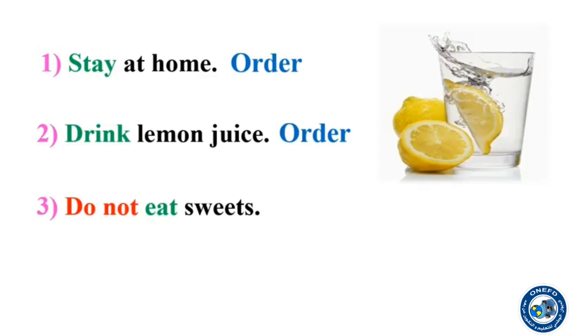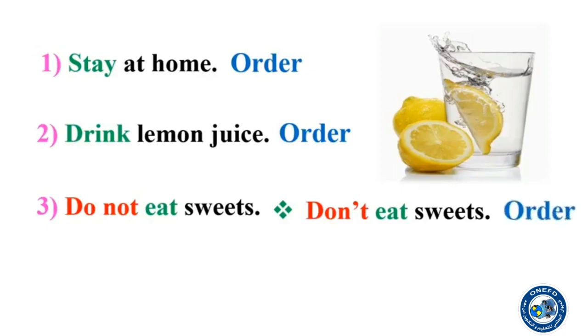Number 3, do not eat sweets. We can say also, don't eat sweets. So do not eat sweets or don't eat sweets is also an order. It is an order, but it is in the negative form. Why in the negative form? Because eating sweets is unhealthy.